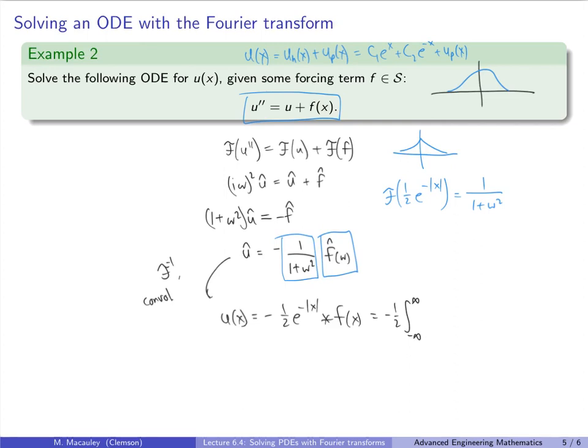And again, the order of this does not matter. So you can say it's e to the negative absolute value of x minus y, times f of y dy. And of course you could switch the order of these, because order does not matter, and get negative 1/2 times the integral of e to the negative absolute value of y times f of x minus y dy. That would work as well, depending on how complicated f is as a function.